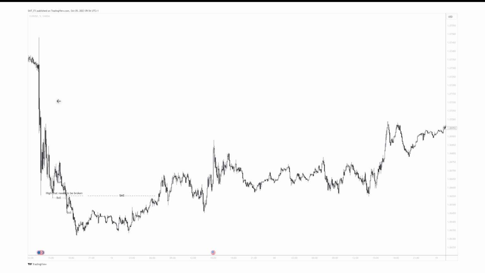So as you can see, a flip does take a little bit longer for it to actually present itself. However, the outcome is still exactly the same. We're still looking at a reversal.